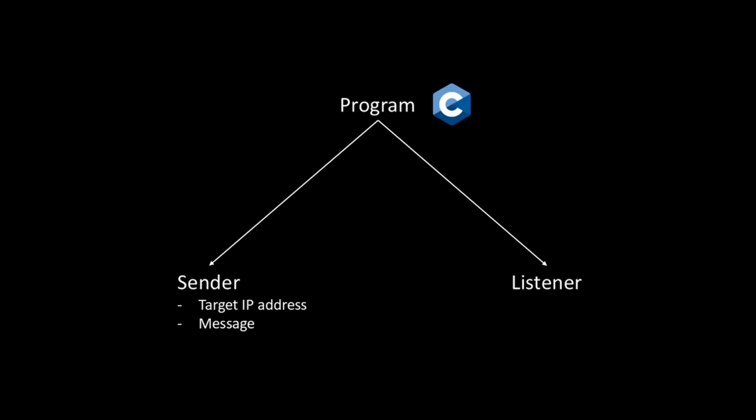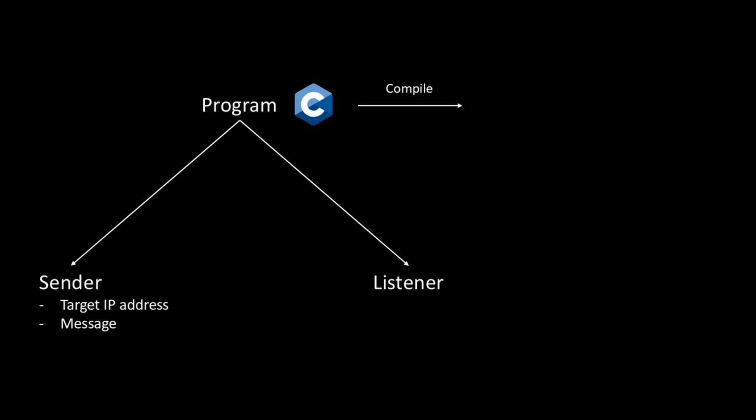Since I'm going to use the C programming language, after compiling the program, I would like it to behave in the following way. Either calling the program with 2 command line arguments, the target IP address and the message, for the sender mode, or calling it without any command line arguments for the listener mode.